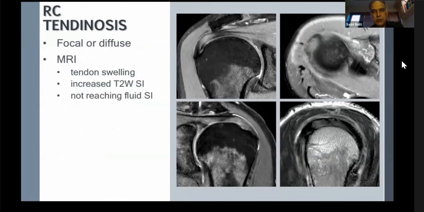Second stage, you get to have focal thickening of the rotator cuff. So here in this case, this is a coronal image, and we can see supraspinatus attaching to the greater tuberosity. You can see that normally I told you that the tendon is low signal intensity, and here it is thickened and it's swollen. This increased signal intensity can be seen in the sagittal T2 weighted sequences also.